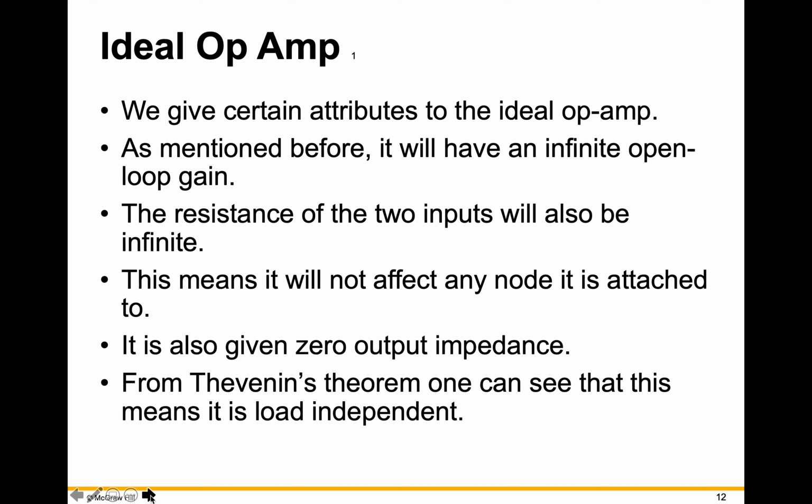So the ideal op amp, let's talk about what that is specifically. You will have an infinite open loop gain. The resistance between the two inputs will also be infinite, and what that means is whatever it's attached to is not affected. So if you stick a node on the input or the output and hook a circuit up, what it sees is an open circuit. It's like the op amp is not there. It also has zero output impedance, and so this means, from Thevenin's theory, that whatever you get on the output is load dependent.